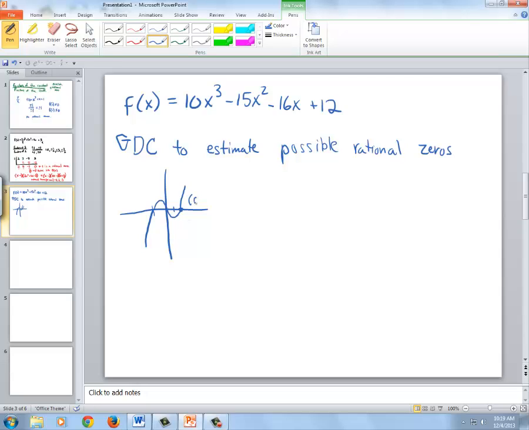So we're going to take 2 comma 0, and take that 2 and see if it synthesizes. If you can synthetically divide it by our factors up here. So we have our coefficients, 10, negative 15, negative 16, and 12. So how about you do that for yourself and see if 2 is a possible rational 0, if it is a rational 0.